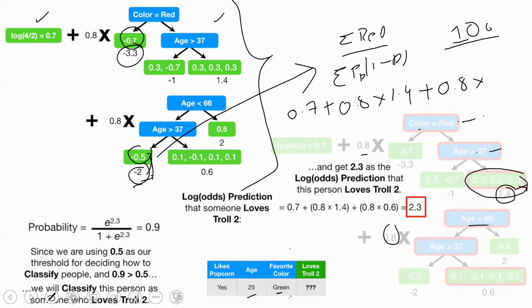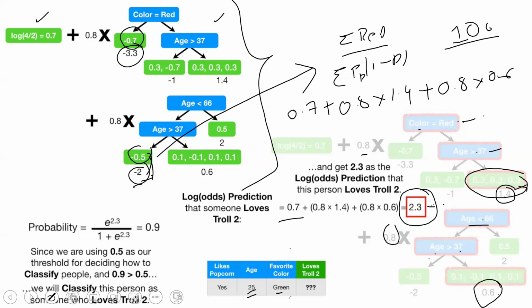So A is less than 66, A is 25, true, so it comes here. As this is true, it comes on to the left side. A is greater than 37, it is false. 25 is greater than 37 is false, so it falls here. So here the log of odds is 0.6. So that is how you calculate the log of odds, and the log of odds value is 2.3.